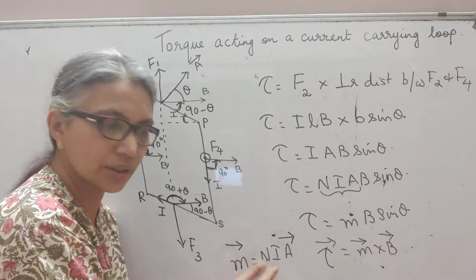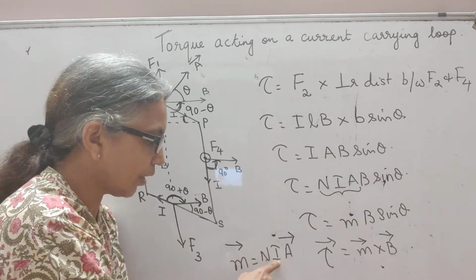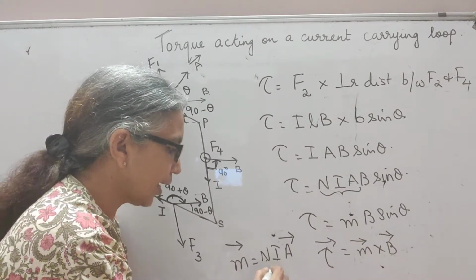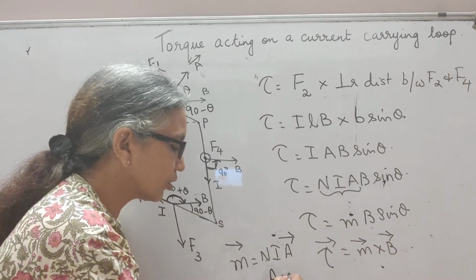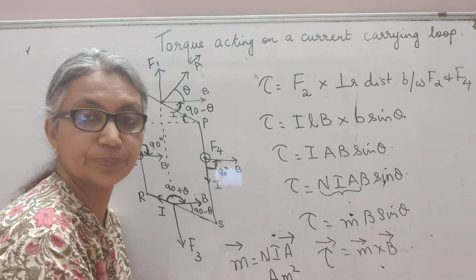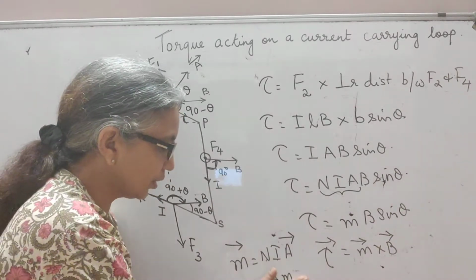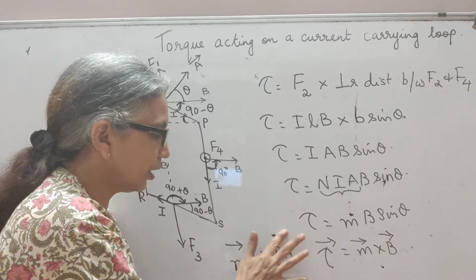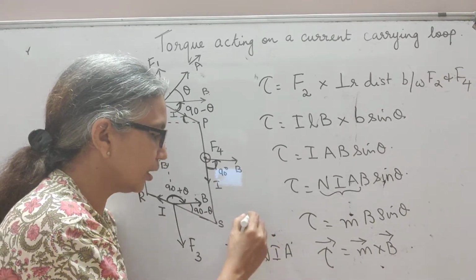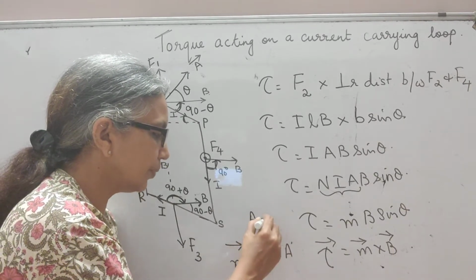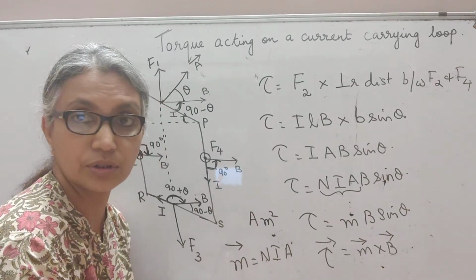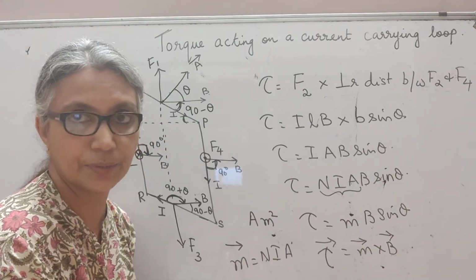What about its SI unit? N has no SI unit. I, the SI unit of current, is ampere. Area is in meter square. So the area, current I is in amperes. Area is in meter square. So the SI unit of magnetic dipole moment is ampere meter square.